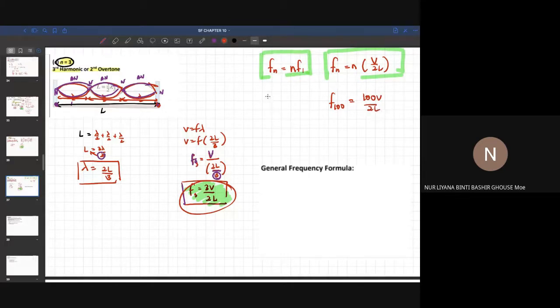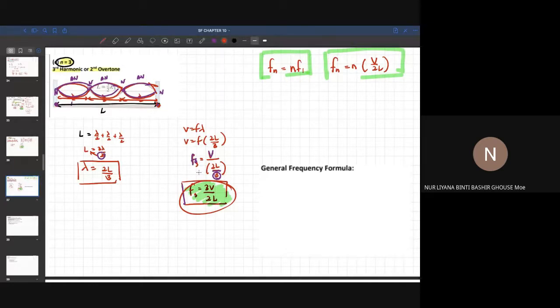Ataupun if you dah memang tahu frekuensi 1, contohnya frekuensi 1 adalah 5. So F yang ke 100 adalah N kita 100 darab dengan frekuensi 5. So you terus dapat jawapan 500 Hz. Okay, if you still kurang faham tak apa, Miss ulang balik. So these two adalah general formula yang kita boleh guna untuk semua harmonik for a stretch string.